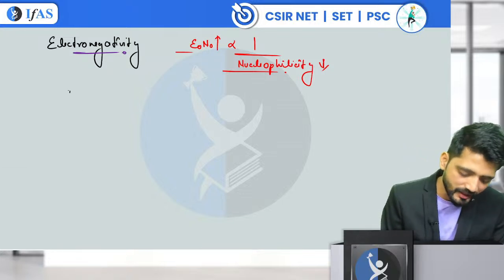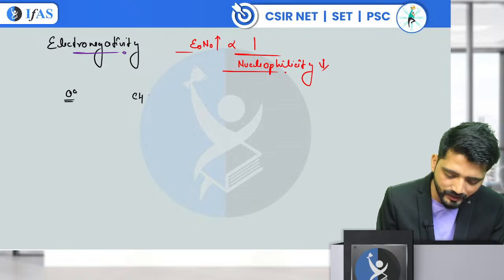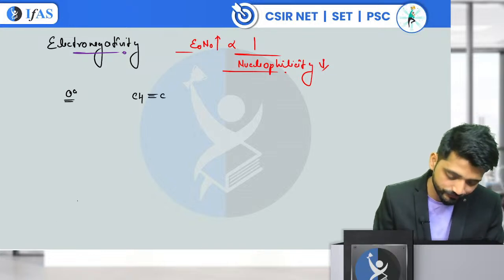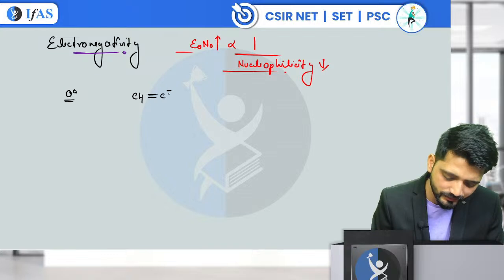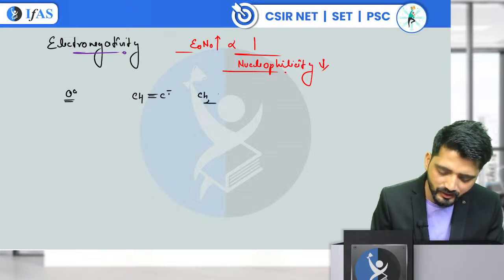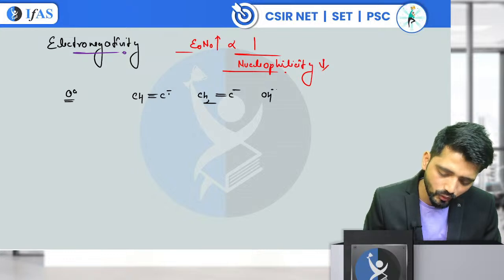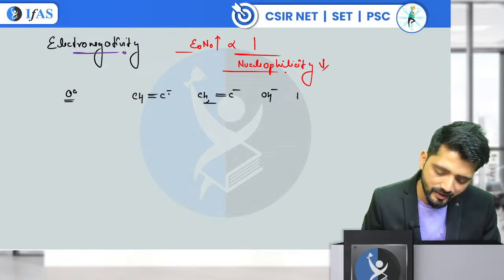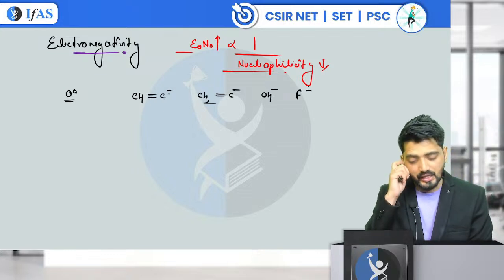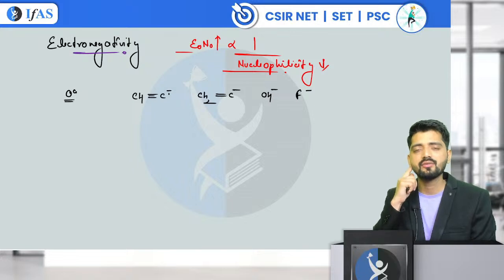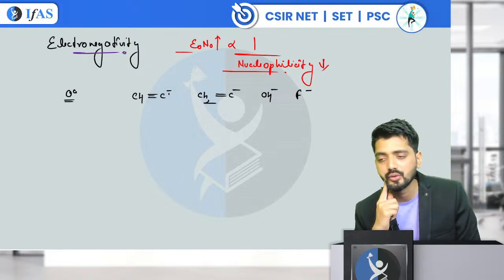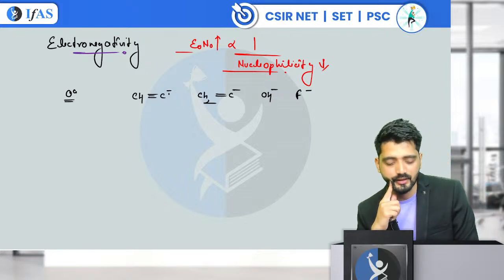In order to understand in a better way, we will take a few examples also. Let's suppose we have a few anionic centers like HC≡C minus, and CH2=CH minus. We have, let's suppose, OH minus, and we have F minus. Now we have a few nucleophiles here that we need to arrange in nucleophilicity order. Can you do that?